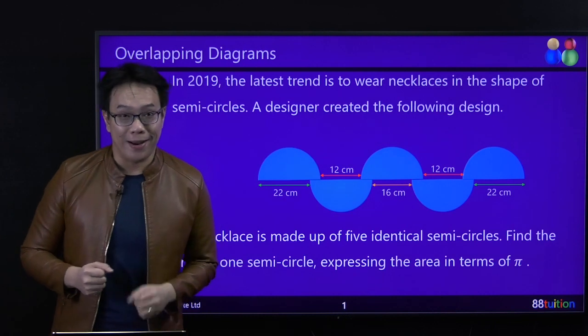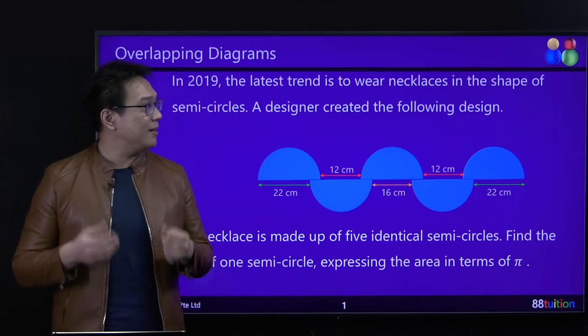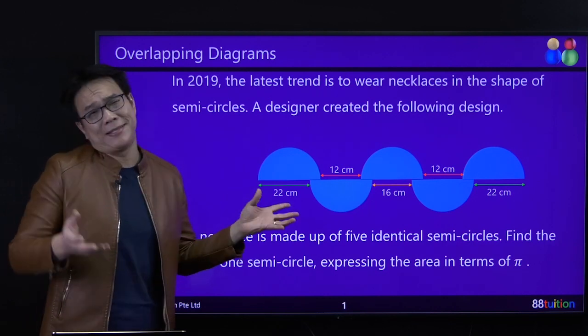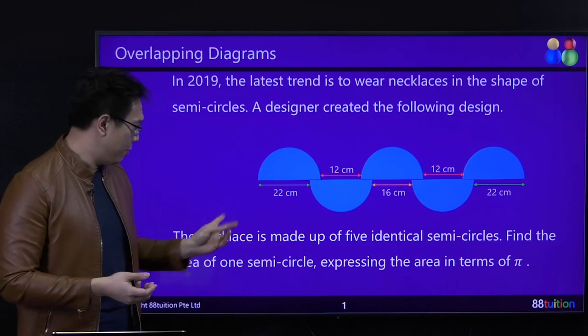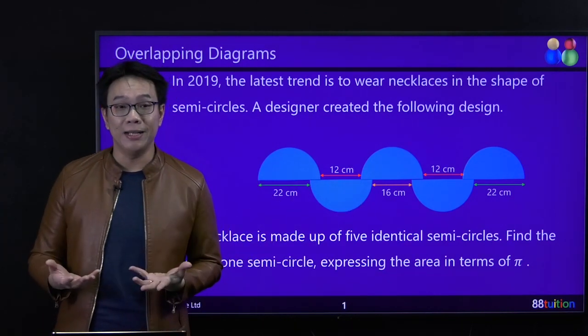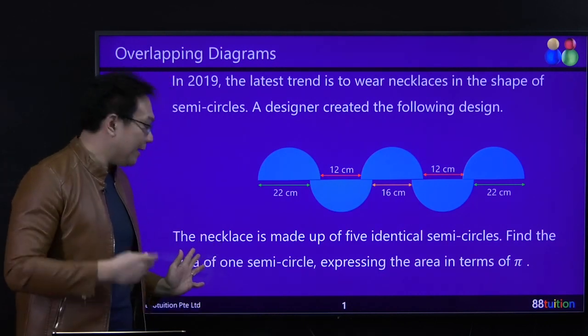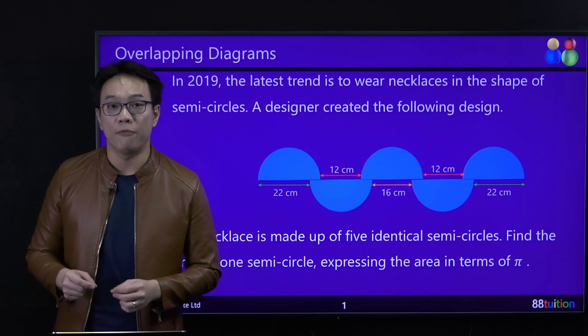In 2019, the latest trend is to wear necklaces in the shape of semicircle. Who does that? I also don't know. Never mind. A designer created the following design. The necklace is made up of 5 identical semicircles. What's the meaning of identical? Same. Find the area of one semicircle, expressing the area in terms of pi.